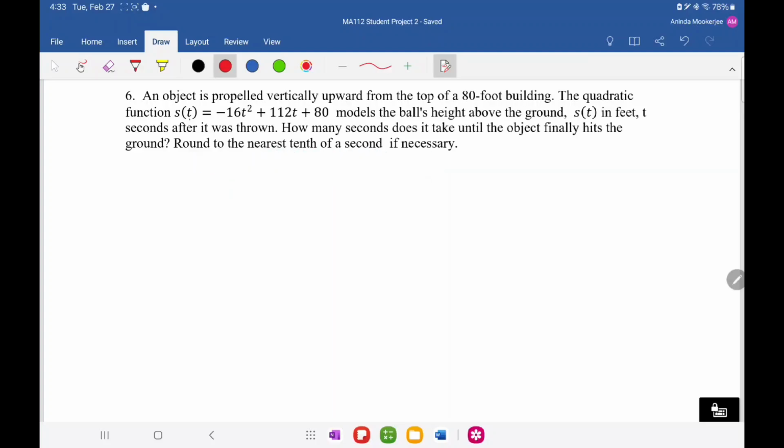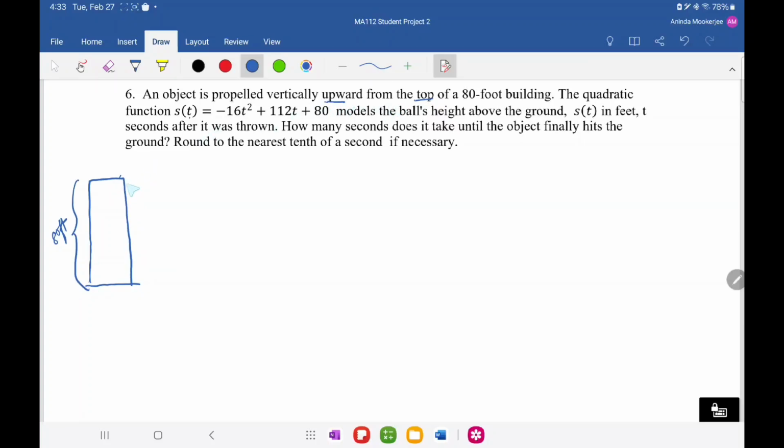Okay, so let's just read the first sentence and try to understand what it is about. It says here, an object is propelled vertically upward from the top of a 80-foot building. So what I'm going to do is draw a rough sketch. We have the ground and there's a building rising above the ground to a height of 80 feet. So the height of the building is 80 feet. And then they say an object is propelled vertically upward from the top of the building. So there's somebody throwing an object up.